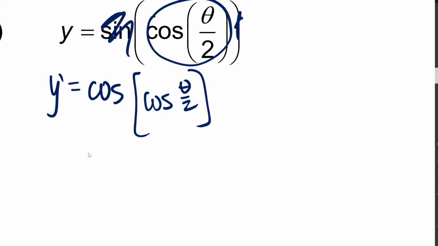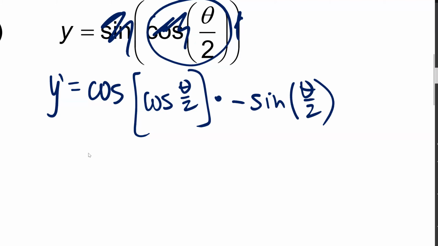So I'm multiplying by negative sine of theta over 2. And I dealt with that. Now I'm at the innermost function, which is 1/2 theta. Literally, what does the graph of 1/2 x look like? It's a line. So what's the derivative of 1/2 x? 1/2.